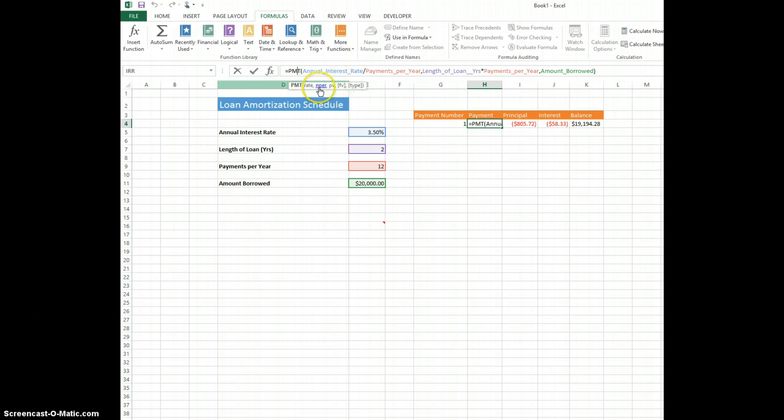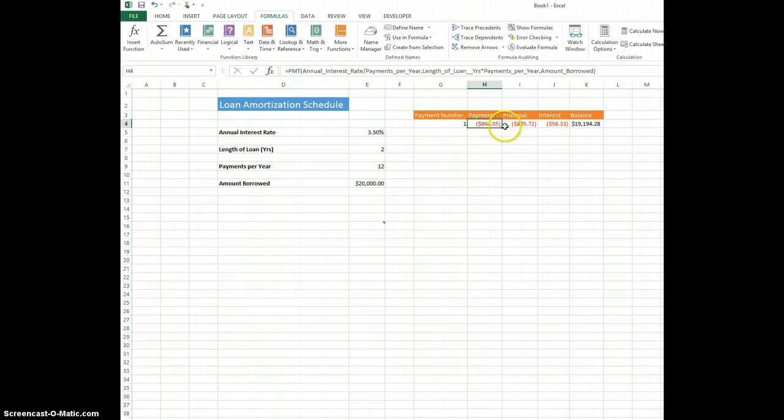Okay. The next one is the number of payments, and the number of payments is worked out by the length of the loan in years multiplied by the number of payments per year. So in this case it'd be 2 times 12, which is 24. And the last one that we need to be bothered about in this particular one is the amount borrowed, and the amount borrowed is obviously $20,000 there. So you put those into the formula and you end up with the payment per month figure.